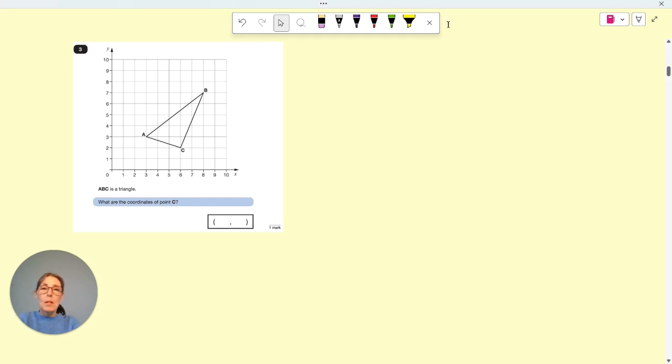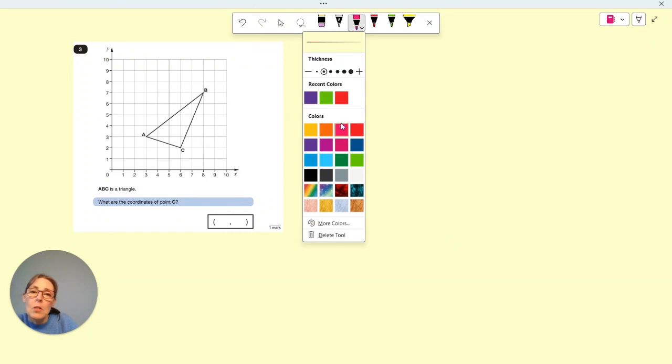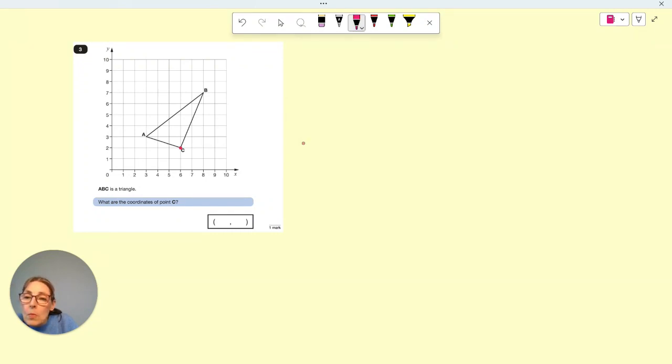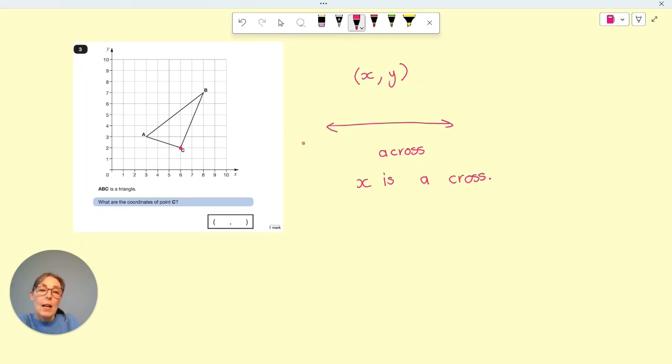And just put the cursor up here. All right. What are the coordinates of point C? Okay, I'm just going to change the colour. Point C is this one. So I know that it's X and then Y. And the X is a cross. Now you could see the word across like this, or you could think X is a cross. X is a cross, X is a cross.